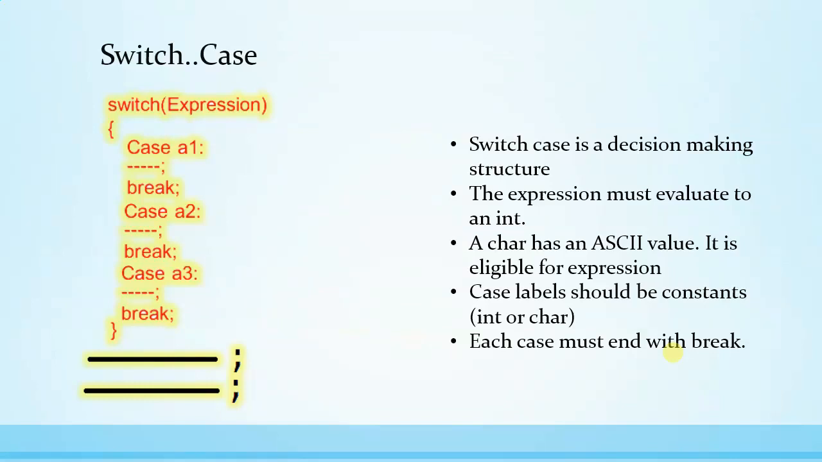So for example here, if the expression evaluates to a number, that number is matched against A1, A2, A3. If there is a match, then the particular block gets executed. So it's a decision making structure like the if statement. Unlike the if statement, here the expression evaluates to a number or a character. That's the only difference.